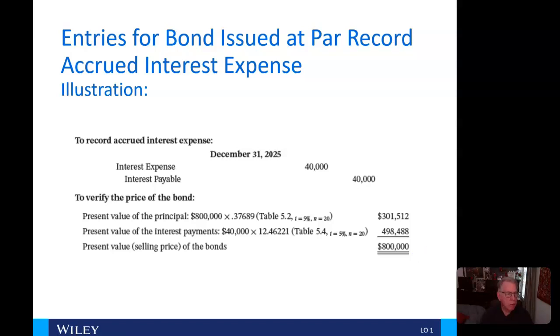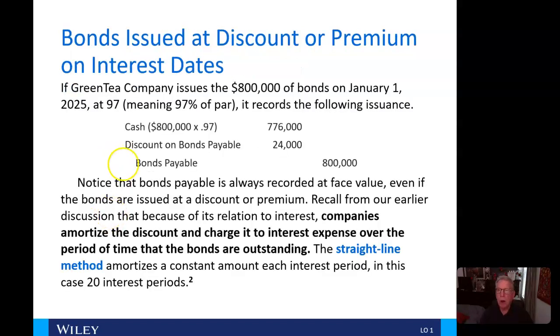And that is how we price a bond and why that bond is worth $800,000. It's the present value of the annuity of the interest payments and the present value of the $800,000 when we pay it back at the end of the term. Okay, important concept.